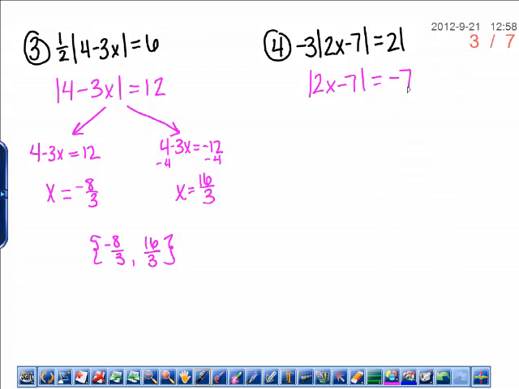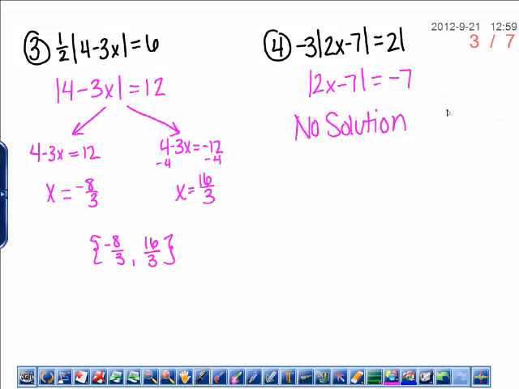Do we go any further? No, why not? Okay, but I'm saying, do I start and separate my equations and stuff? No, I can't. Why not? This absolute value is equal to a negative number. Can absolute value ever be equal to a negative? No. So there is no solution here.